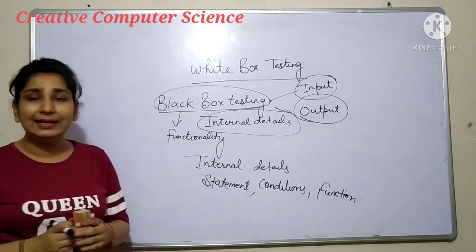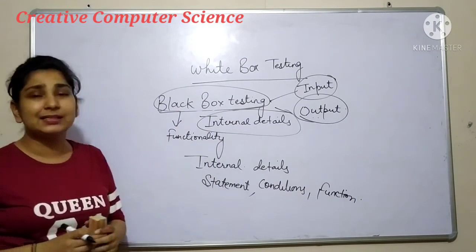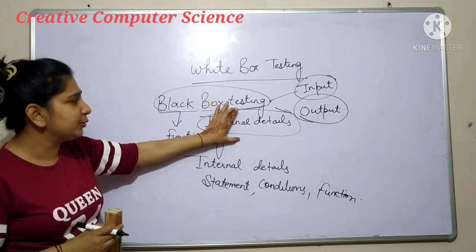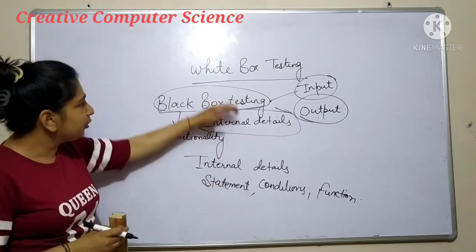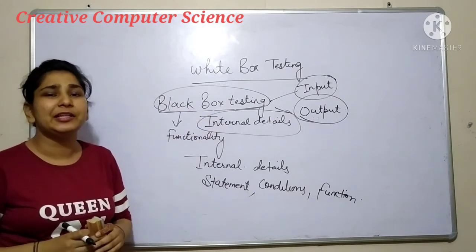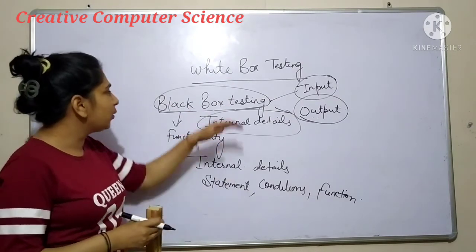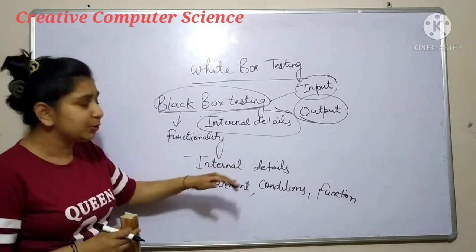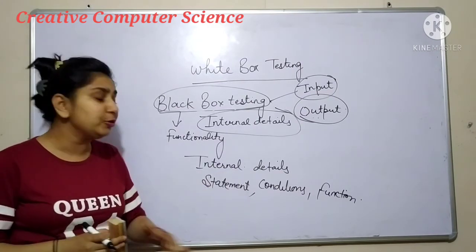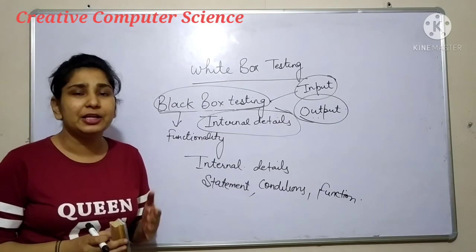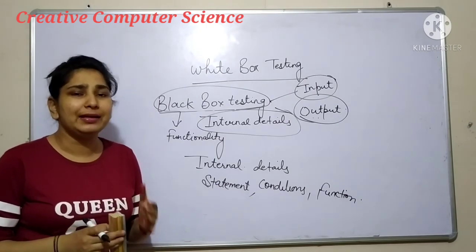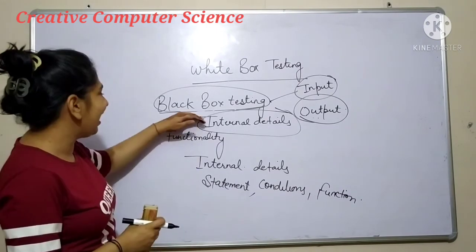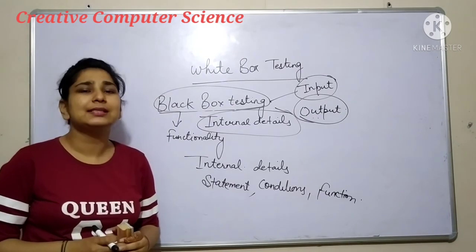If you look at it, black box testing is less time consuming. In very little time you are going to detect the errors. But white box testing is a little bit more time consuming, because now you have to check the internal details. You have to check each and every statement, condition and function so that you can detect the error. So this was the basic idea of black box testing and white box testing.